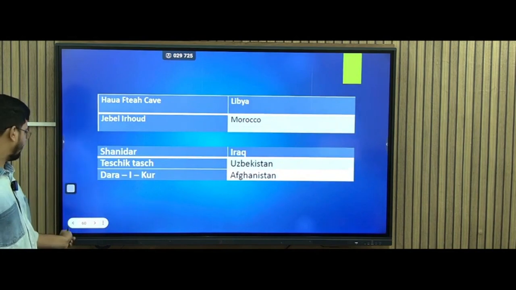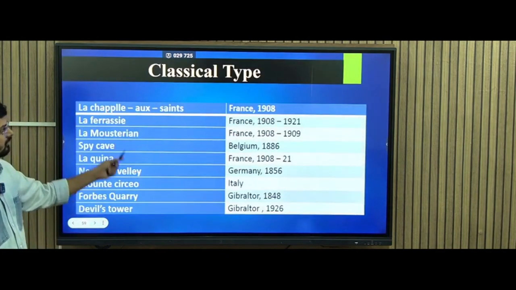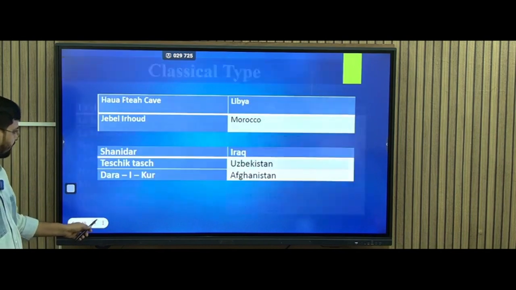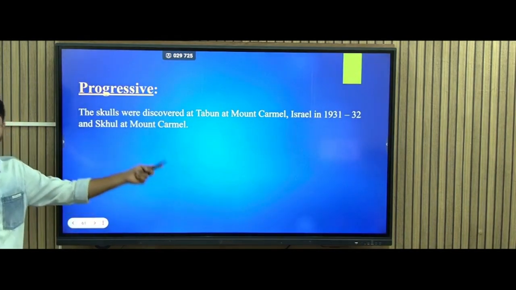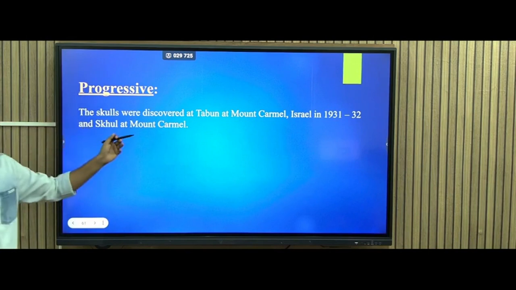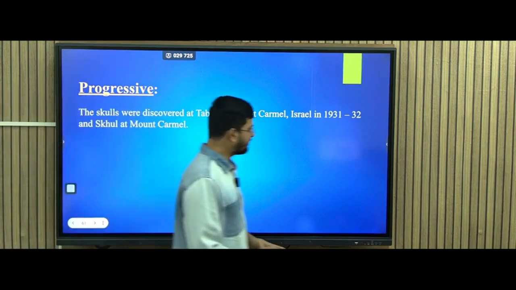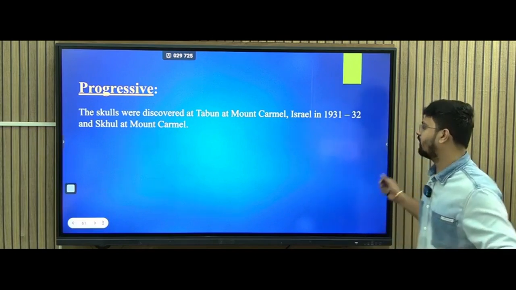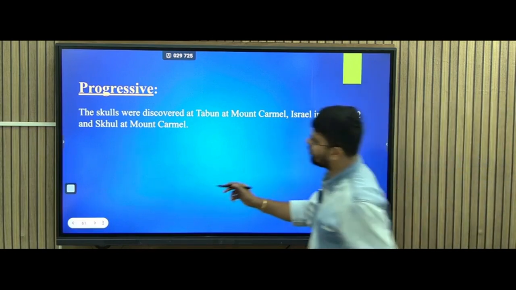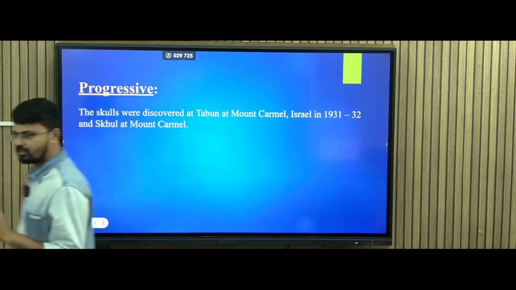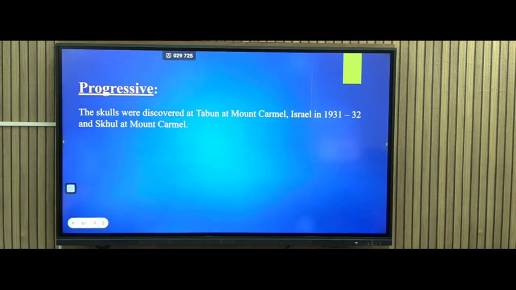So these are all classical type varieties. Then here at Mount Carmel, at Tabun, this is in Israel, discovered in 1931-32, and the Skull at Mount Carmel. So see, this is also the name of the place. Don't think it is skull.